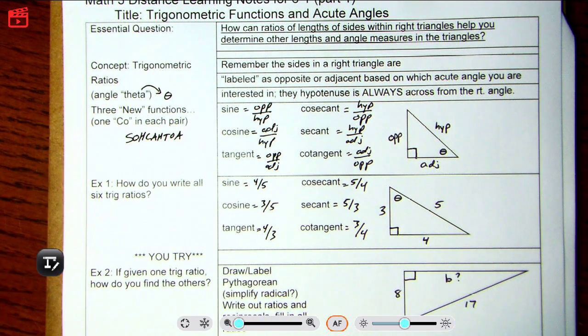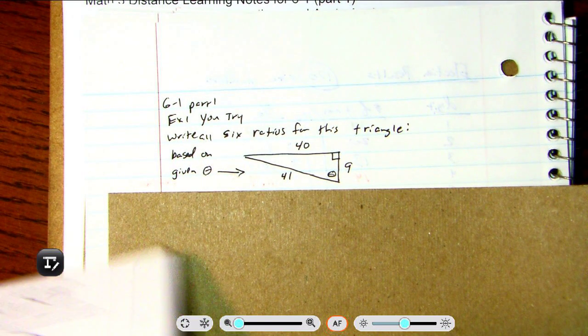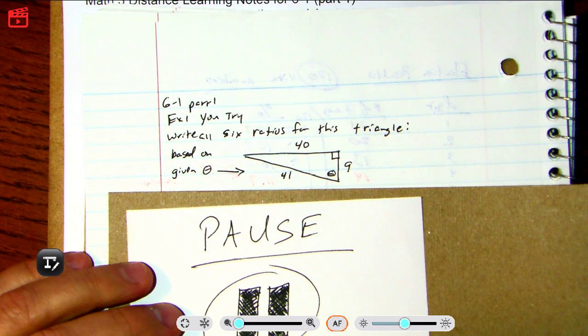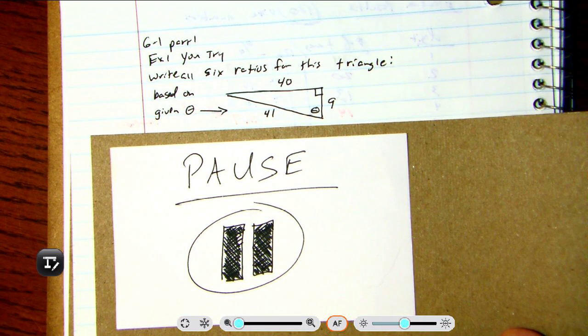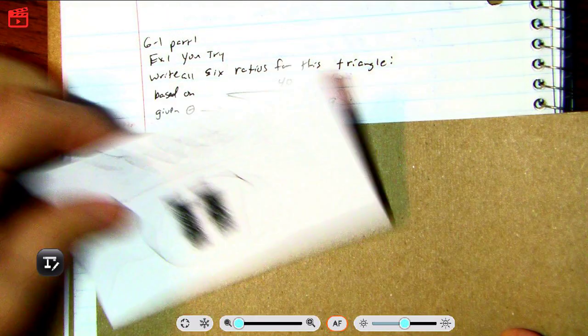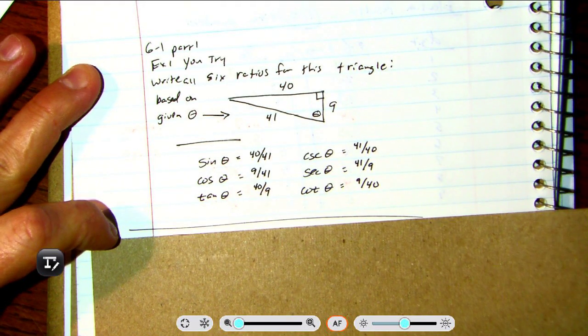Okay, so here is a U-try. Pause the video and see if you can write all 6 ratios for this right triangle. Let me get it up there so you can see it. Pause. Okay, now how did you do? They should all be like that. Okay, that's it for this video.